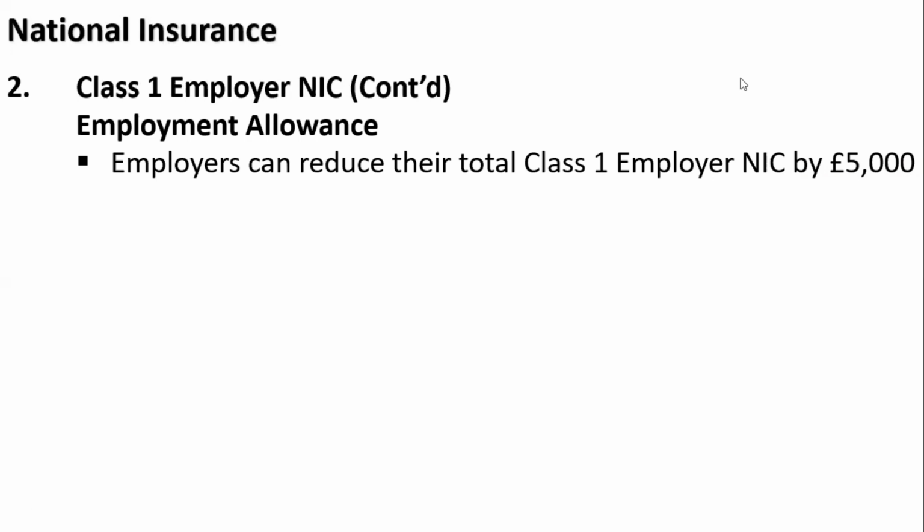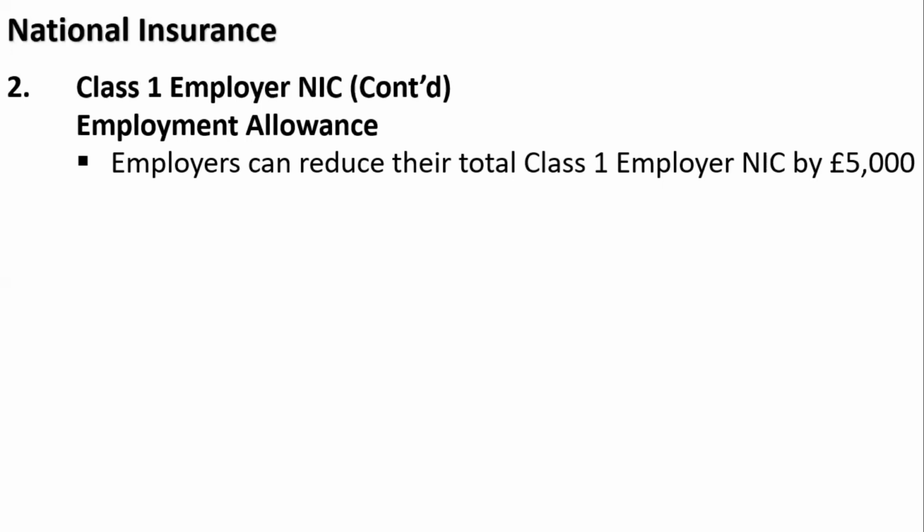So let's suppose you are my only two employees, say Johnson and Rafi. I have to pay NIC class 1 employer NIC on your behalf. Let's suppose the total value of this NIC is 4,500. So it means I will pay nothing to NIC because up to 5,000 I am exempt. I can reduce my NIC by 5,000.